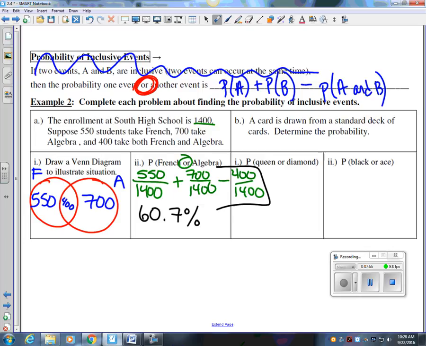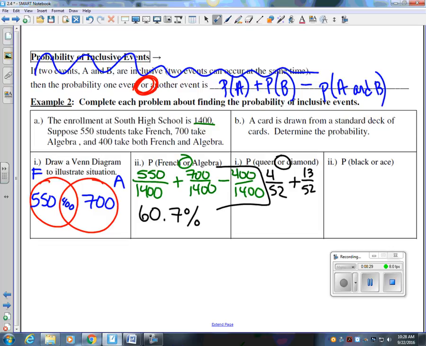Okay? All right, this next situation, a card is drawn from a standard deck of cards to determine the probability. Kaylin, what's the probability of getting a queen? Good. There are 4 queens out of a deck of 52. Or means to add. Trayvon, how many diamonds are there? It's right here, but I don't think you can see it from your seat. There's 13 of them. So 13 over 52.